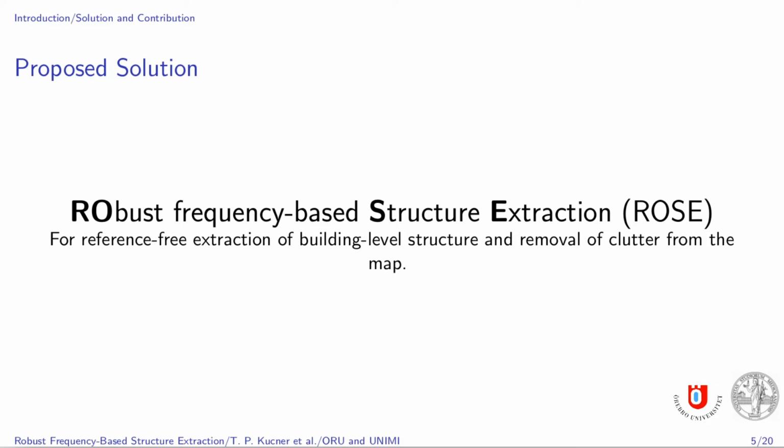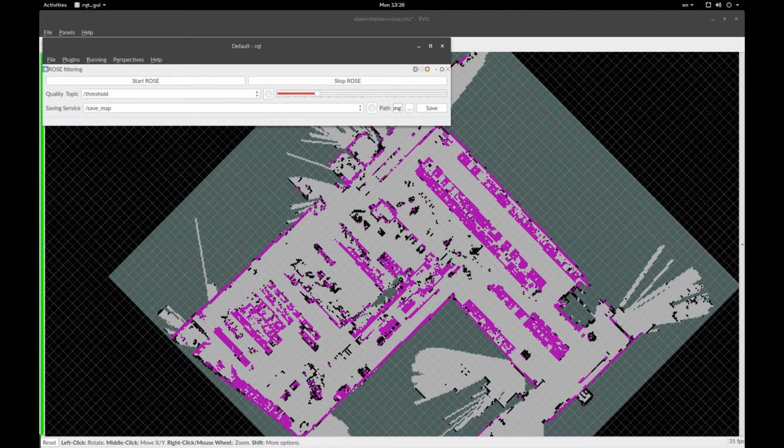To tackle this issue, we propose robust frequency-based structure extraction, in short, ROSE, a method for extracting building-level structure from cluttered and distorted maps using Fourier transform. Here we can see rows performing the clutter removal. The grayscale map represents the cluttered input map and the magenta map represents the map after filtering. We can see that depending on the set filtering threshold, a different amount of pixels is being retained. The video shows that the method favors pixels belonging to the building level structure, walls, and discards pixels not belonging to them. The higher the threshold, the fewer pixels not aligned with the wall directions are retained.